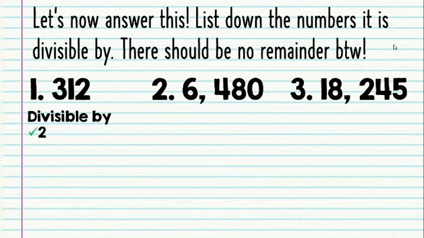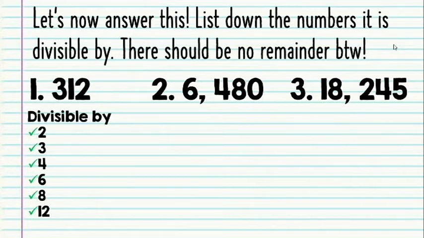312 is divisible by 2 since it ends with an even number. Divisible by 3 because the sum of all the digits is 6, which is divisible by 3. By 4, by 6 because it is divisible by both 2 and 3. By 8, and by 12 since it is divisible by 3 and 4.